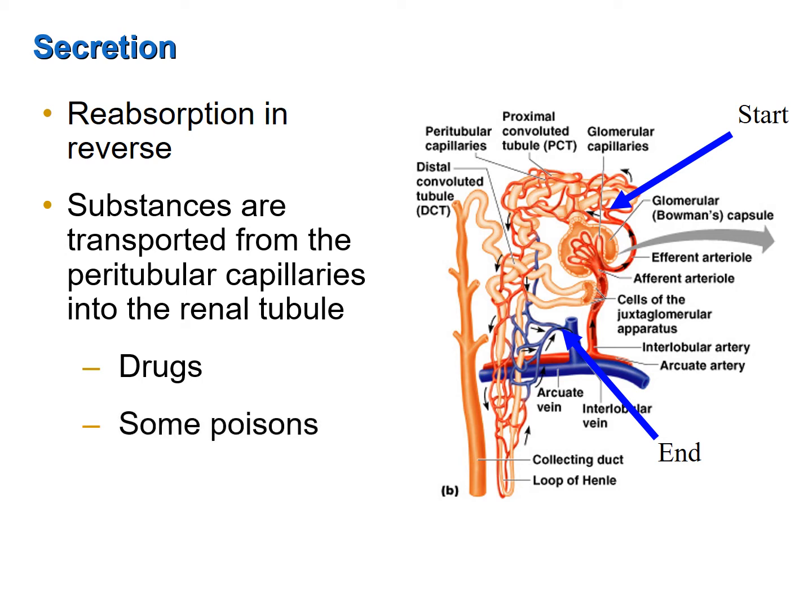Also, you inadvertently consume small amounts of potentially poisonous substances in the water you drink and also in the food that you consume. And many of these potential toxins get into the blood and are cleared from the blood by secretion. And of course, there are ions that are in excess in the blood that are also secreted into the renal tubules.